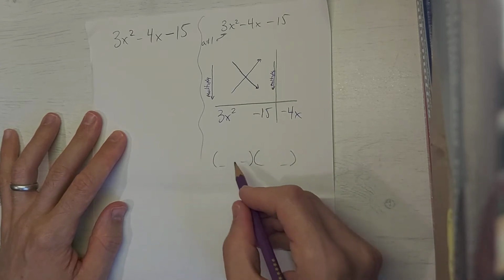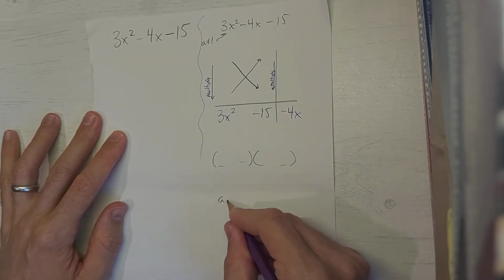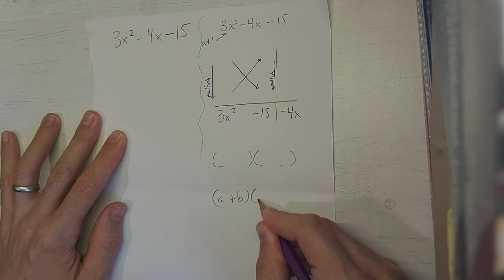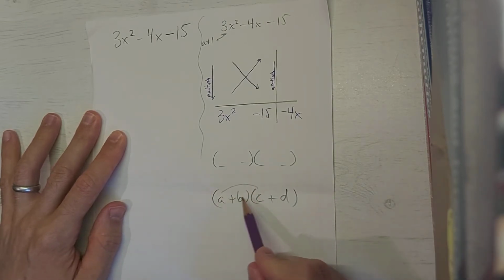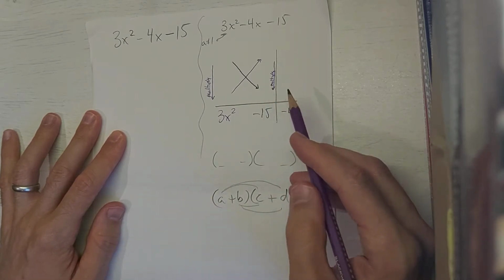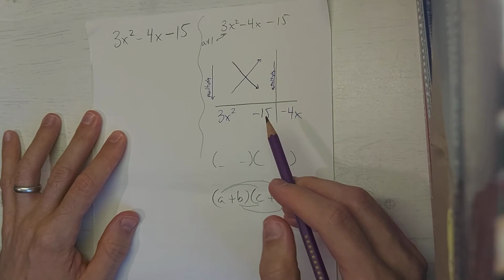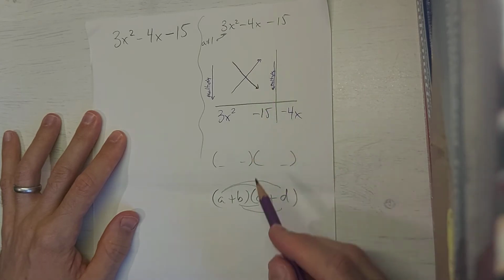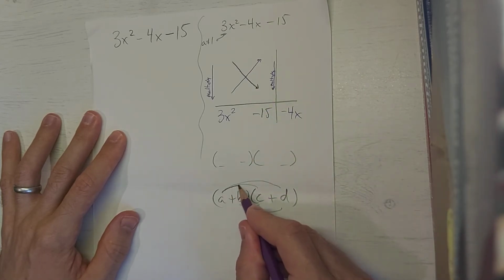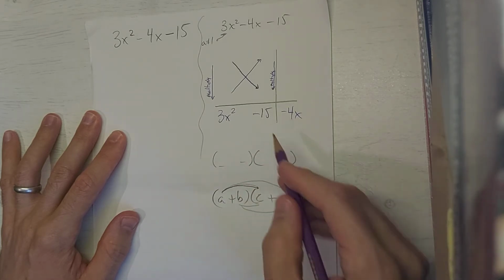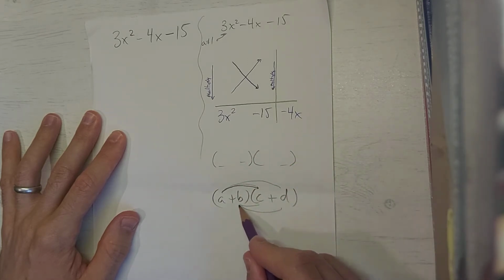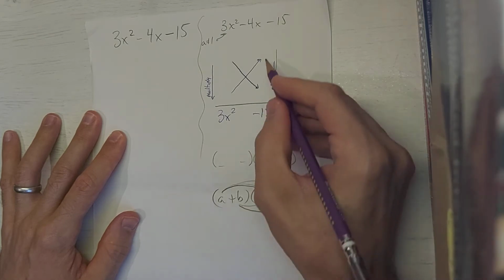We know that they're going to come from some sort of multiplication that looks like that, where we would FOIL. So the method on the right-hand side here is essentially a way for us to work that out, right? We're going to need two numbers that multiply to get our first term, which is our 3x squared, and two numbers that multiply to get our last term, which is our negative 15.